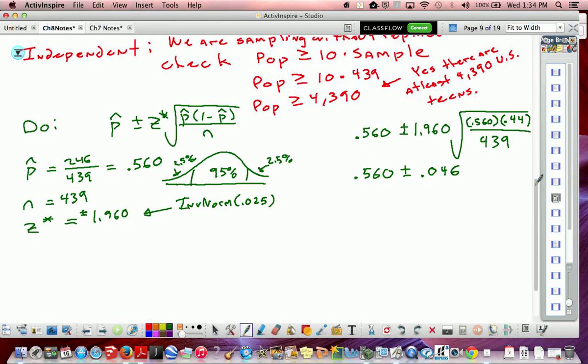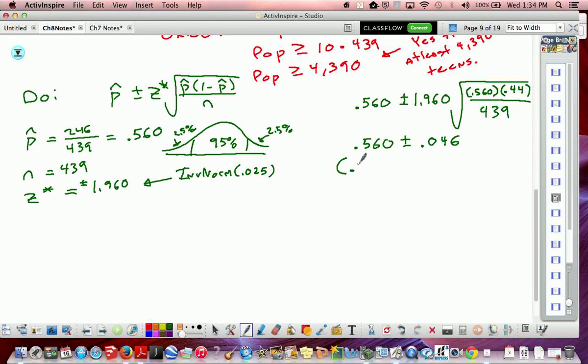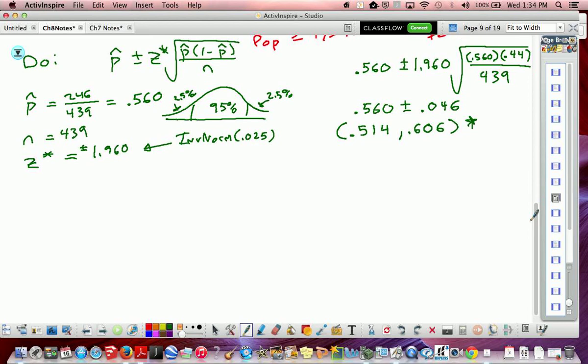So if I add and subtract that value, I have a lower bound of 0.514 and an upper bound of 0.606. Again, what I'm doing is 0.56 plus 0.046, that's 0.606, and 0.560 minus 0.046, which I'm just doing in my head. Is that it? This is my interval. I'm done with the do. Yes. Now all we have to do is conclude.